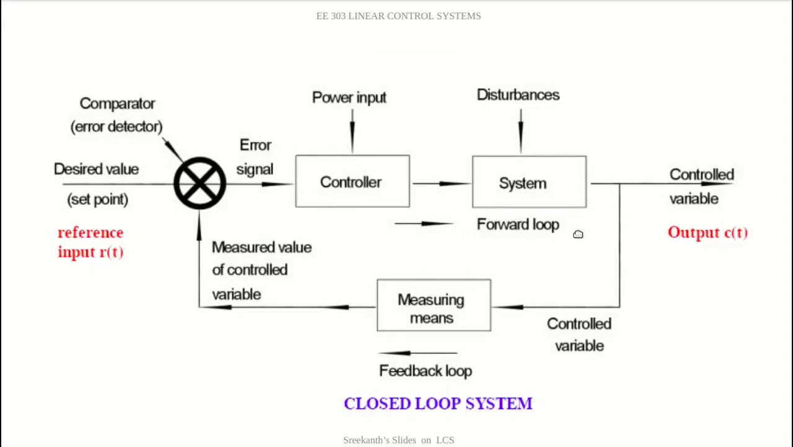So in such a system you can see that there are two loops. One is the forward loop and the other is the feedback loop. Now through the forward loop and the feedback loop, the system maintains itself by making sure that the output C of t is equal to the reference input R of t. Now if such a system maintains that, it is known as a closed loop system.